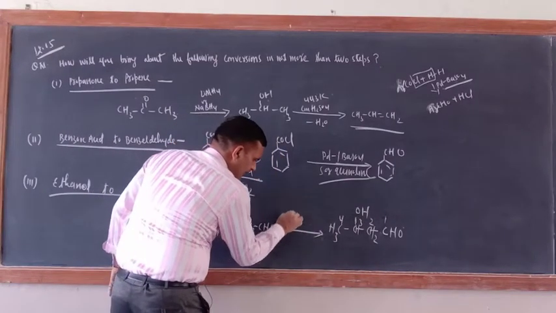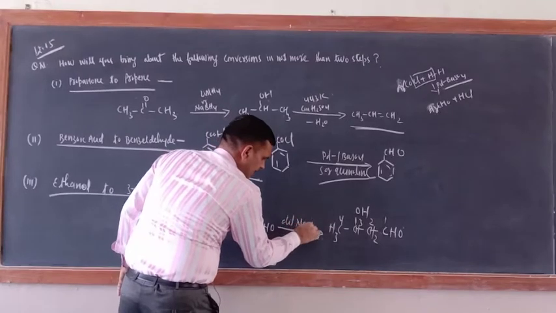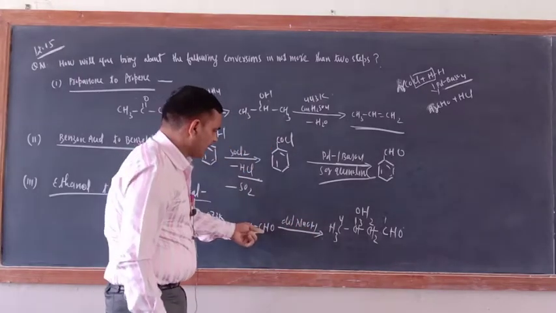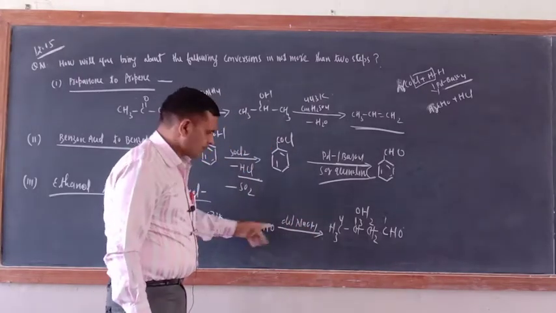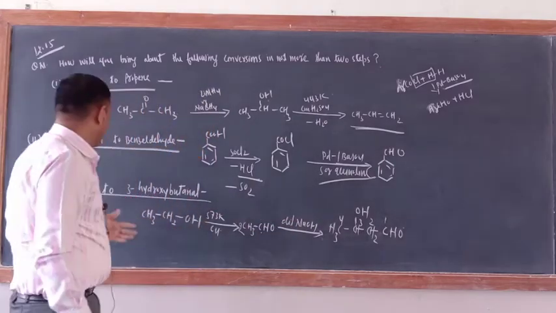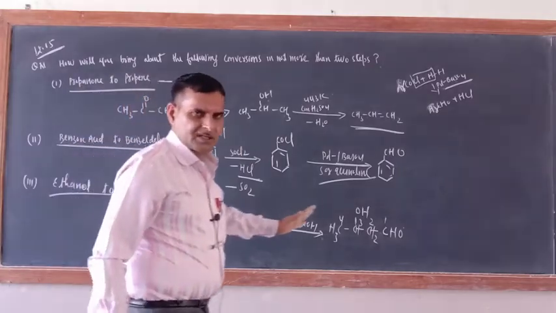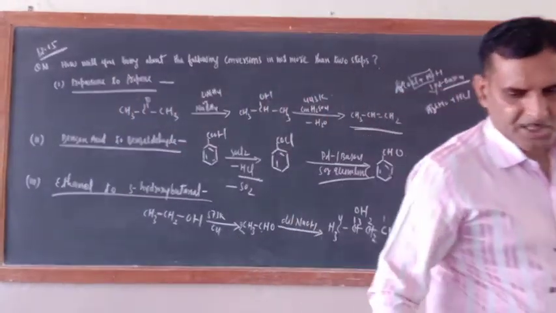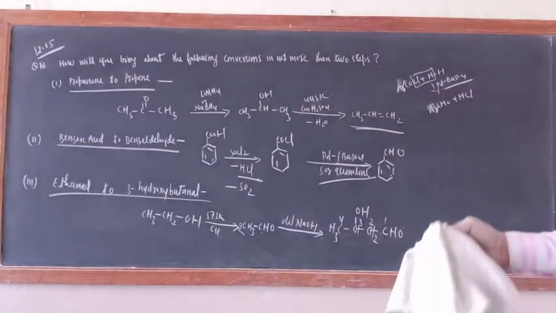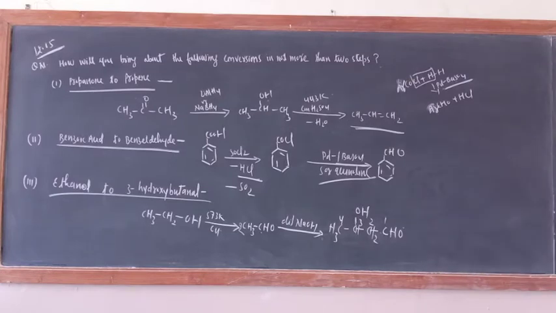And here write dilute NaOH. Now this is aldol condensation. Now you will get here from two molecules you will get this one. Easy. Now up to 3 I taught, many are there. Since space is not there, I will rub this one and will teach the remaining one also. So just see, all conversions are restricted to 2 steps only.